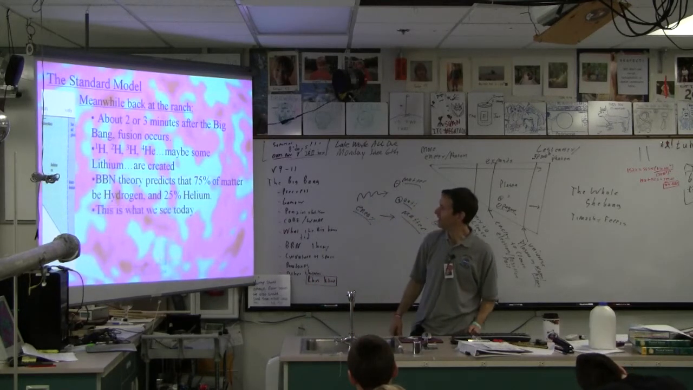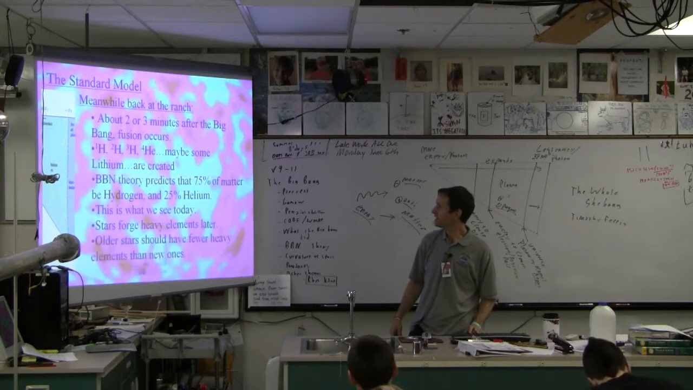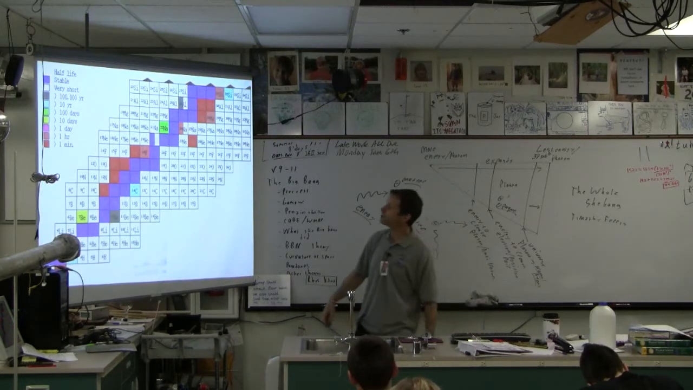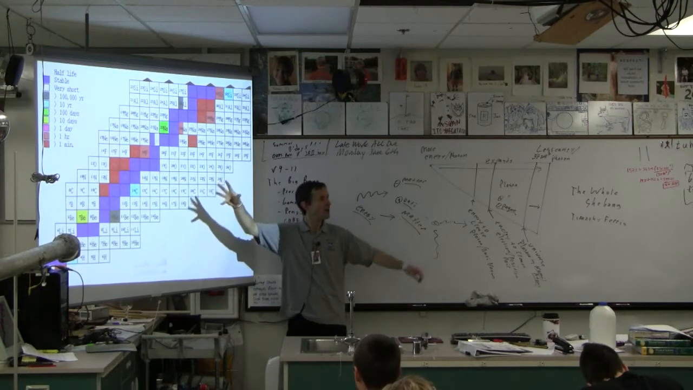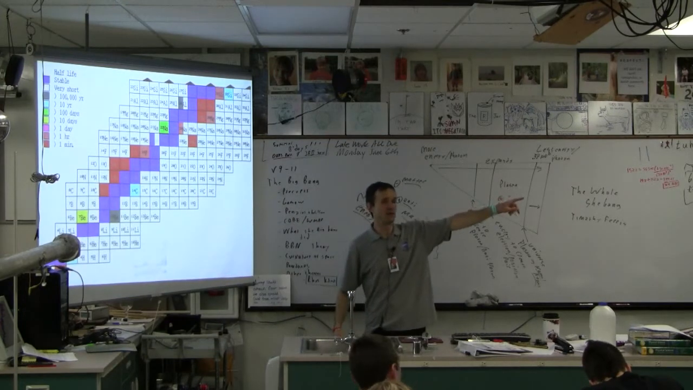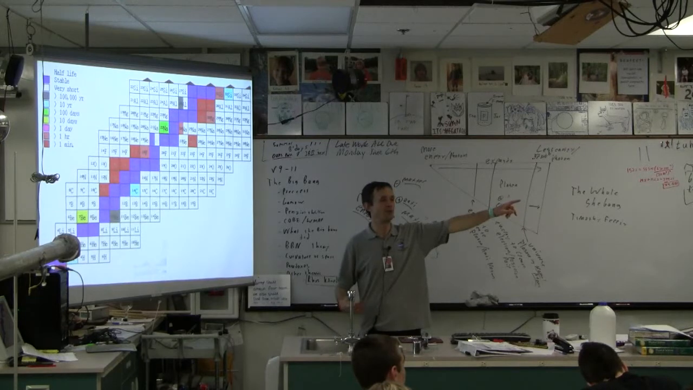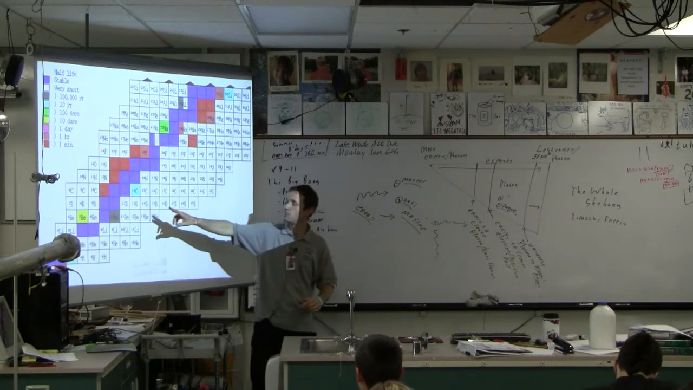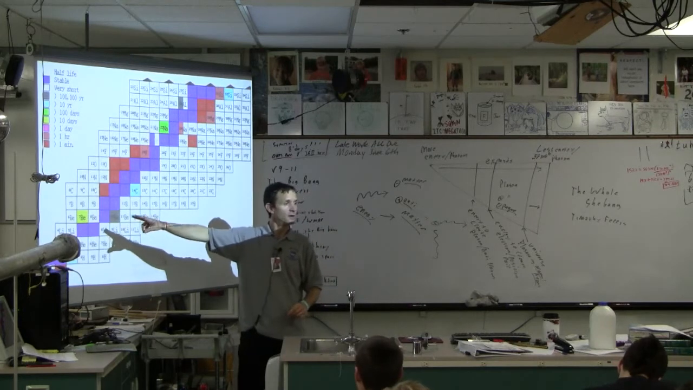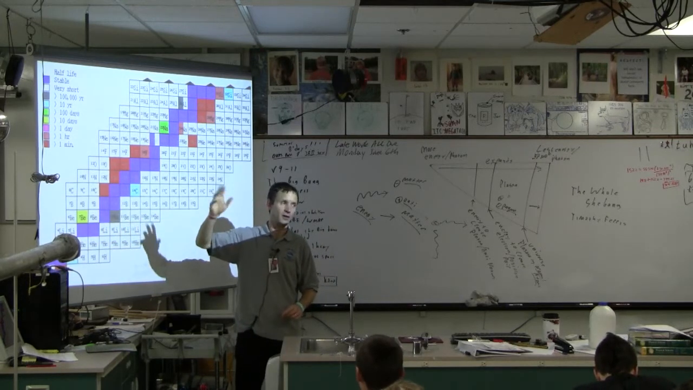Okay. Now, let me just show you this. This is a chart of all the possible nuclei. Chemists use that chart because they don't care whether they're talking about carbon-12 or carbon-14, right? Physicists use this chart because we want to know what's in the nucleus, because that's what we care about. We don't care so much about the electrons, right?